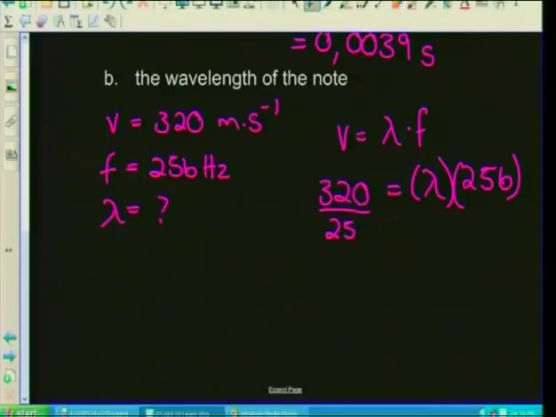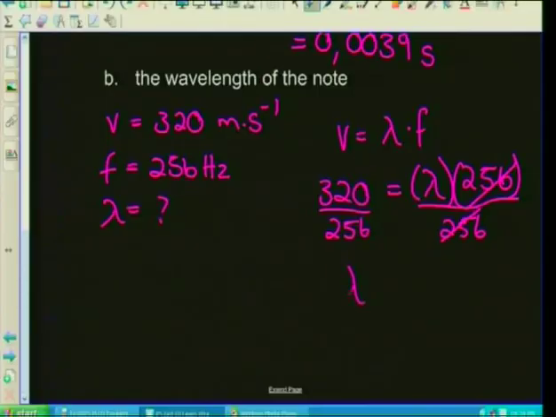Remember from maths, in order to get the wavelength on its own, I'm going to divide both sides by 256. In your exams and tests, grade 10s, you don't need to show the step. I'm just showing it for those of you that struggle with the changing of formula, and that's fine. Okay, you really don't need to show this. So the 256 disappears, which means wavelength is actually 320 divided by 256, and we get 1,25 meters.